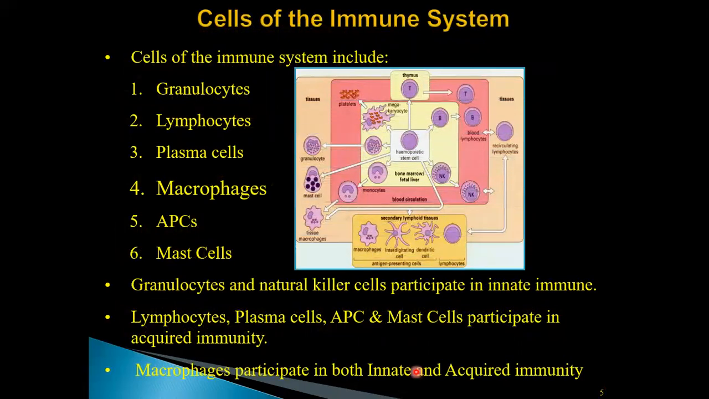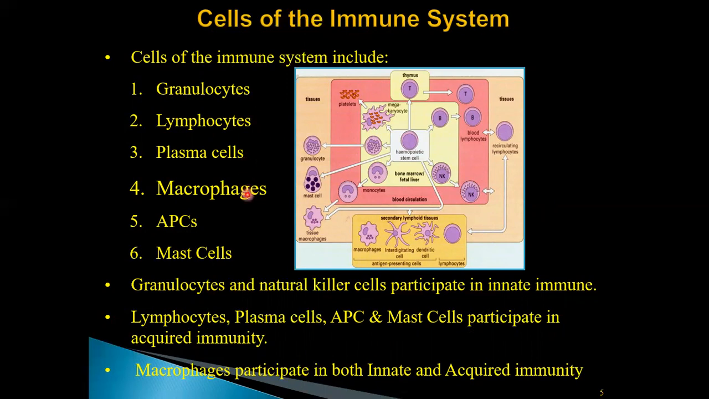Now, what are the cells of the immune system? There are many cells included in the immune system. We have done this in the last presentation as well, but I repeat it again. These cells are the granulocytes, meaning the neutrophils, basophils, and eosinophils. It has lymphocytes, meaning the T lymphocytes and B lymphocytes both. It has plasma cells, meaning the B cells, when differentiated into plasma cells, are able to secrete antibodies.